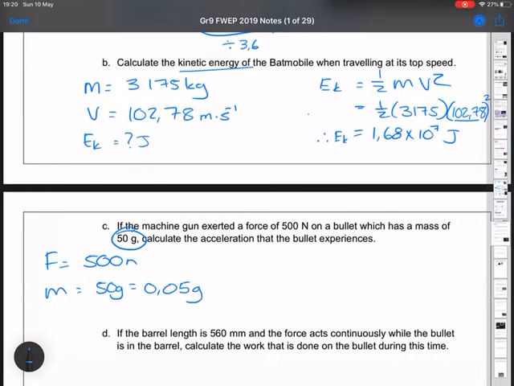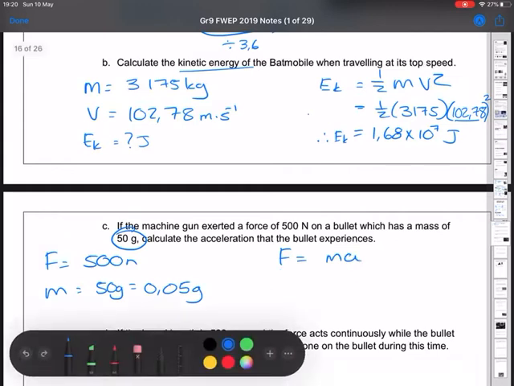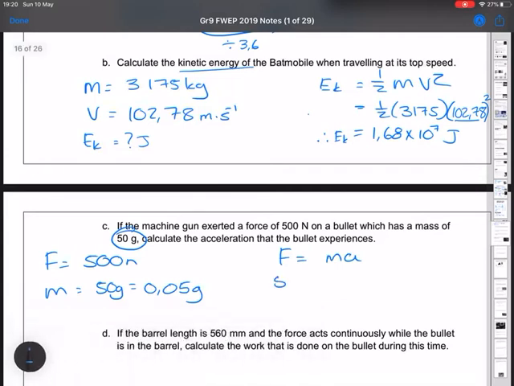So we use our equation F is equal to ma. If you were dealing with weight, it would be gravity, and that acceleration would be acceleration due to gravity. But we're not dealing with gravity, so it's just F equals ma from Newton's laws. So our force is 500, mass is 0.05, and acceleration is what we're trying to solve, so you need to divide both sides.